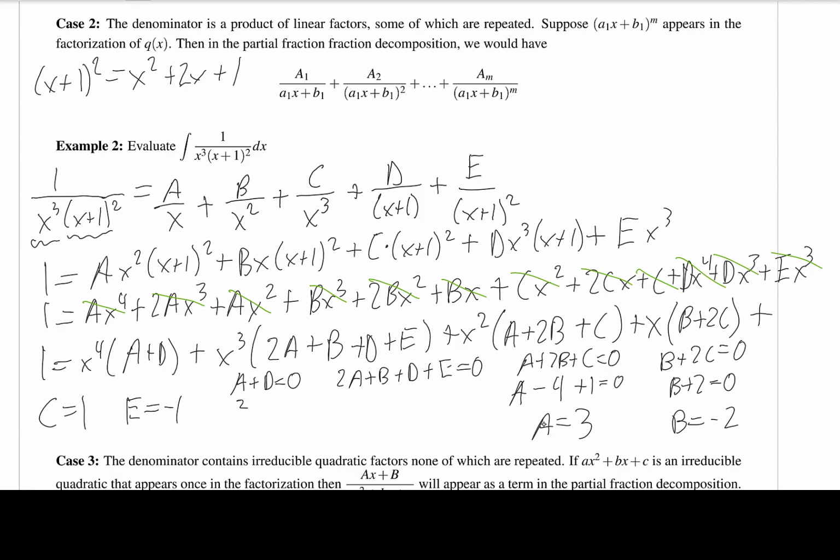So plugging in a equals 3 here, we get 3 plus d is equal to 0, so d must be equal to -3. So here's our constant solutions.